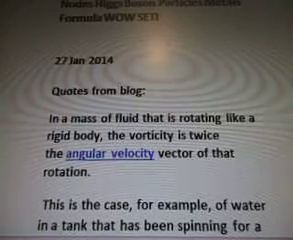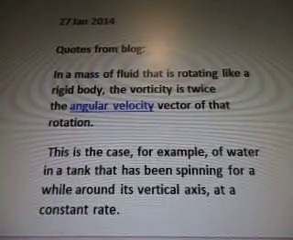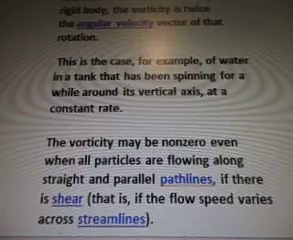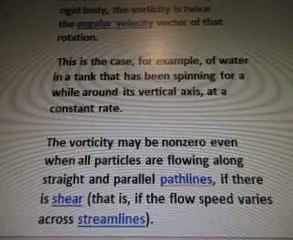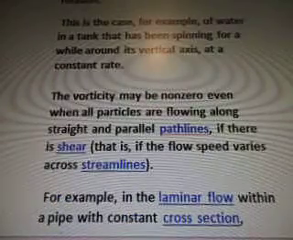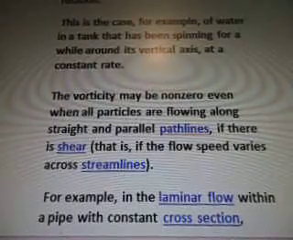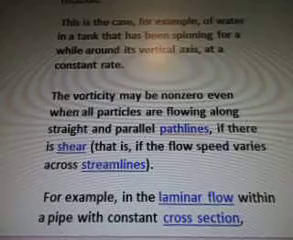Okay, January 27, 2014, quotes from a blog. In a massive fluid that is rotating like a rigid body, the vorticity is twice the angular velocity vector of that rotation. This is the case, for example, of water in a tank that has been spinning for a while around its vertical axis at a constant rate. It's kind of like you're stirring it with a straw or a spoon. When you stir your sugar into your coffee, you think about that little vortex you're creating.